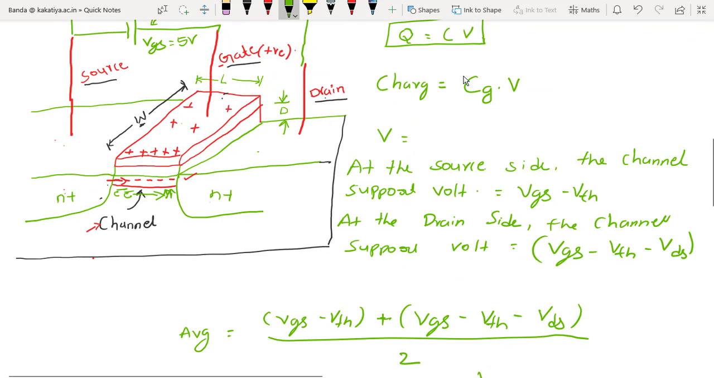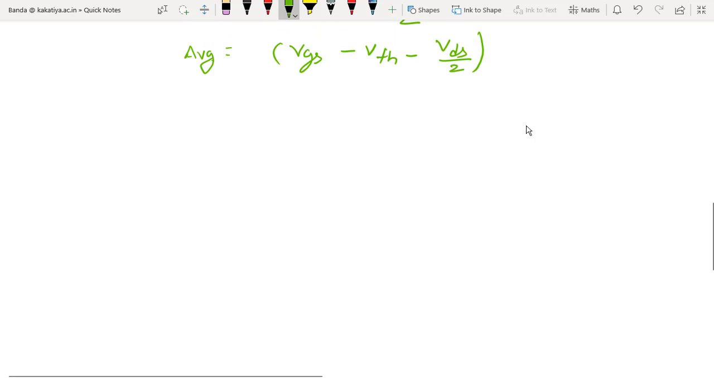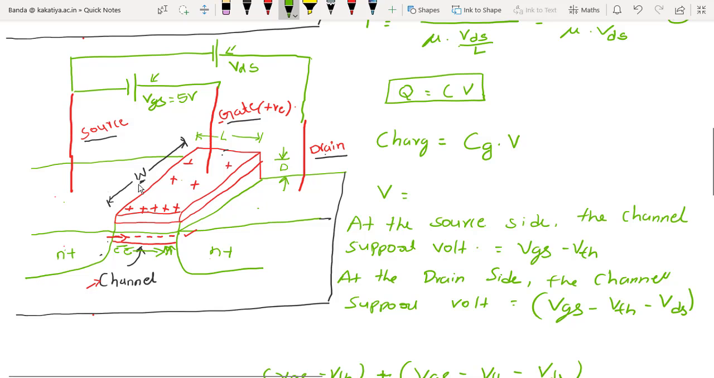Then what is left? We have to find out the CG, the gate capacitance. The general formula for capacitance is area by thickness into the permittivity. Here, the area of the gate terminal is W into L.